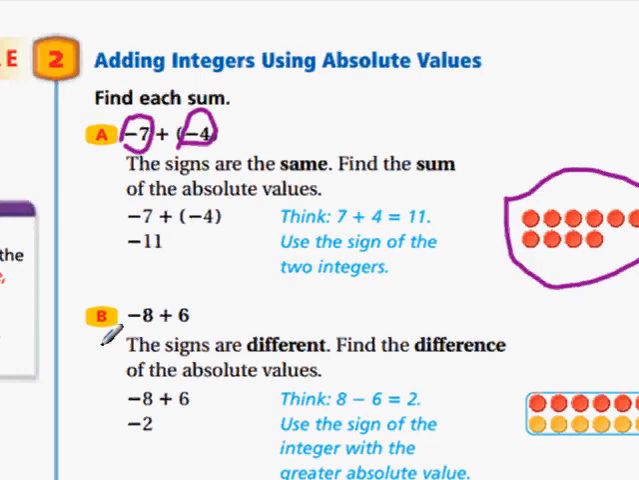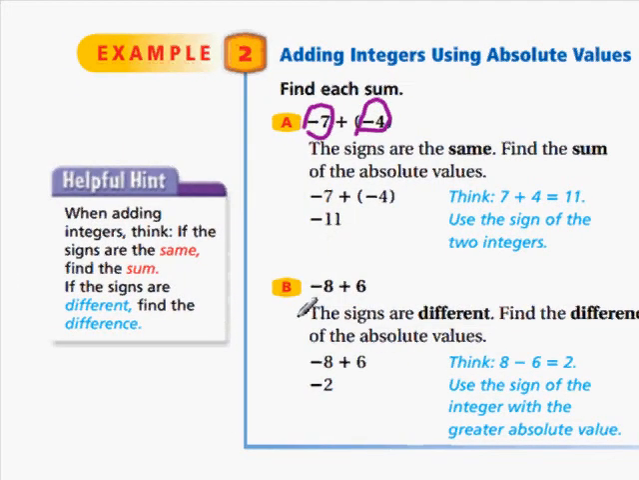All right, let's go ahead and use this rule for example B, -8 plus +6. Okay, so here, since we have different signs, our rule is that we're going to find the difference of these two absolute values. So my absolute value of -8 is +8. My absolute value of 6 is 6. Finding their difference, I find 2. But I have to think to myself, should my answer be +2 or -2? Well, it says to use the sign of the integer with the greater absolute value. -8 has the greater absolute value, so my answer is -2.